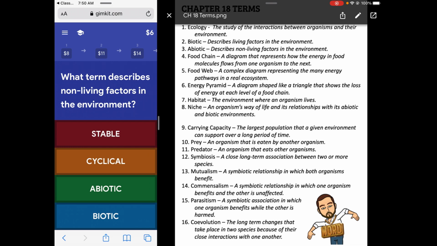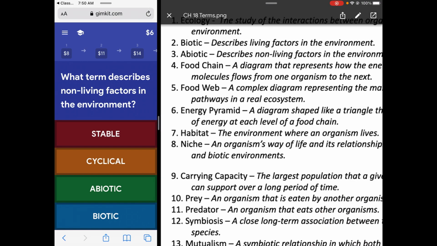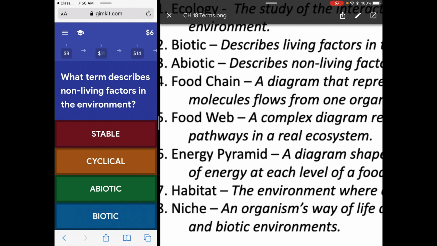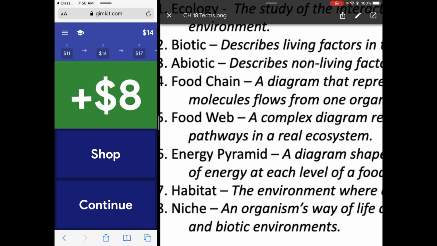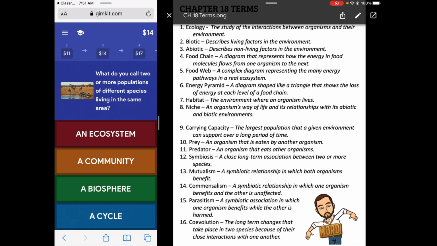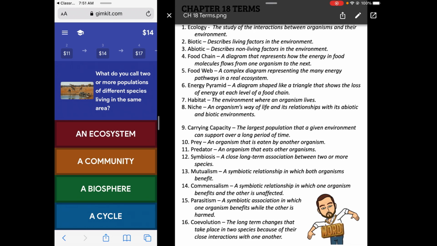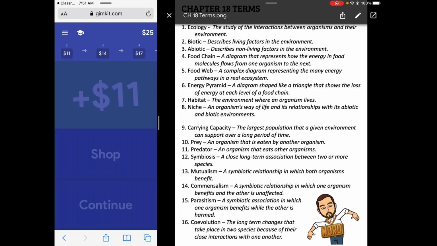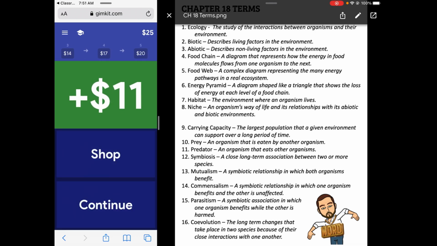What term describes non-living factors in the environment? Ooh, tricky. Ooh, yeah, we talked about it. Non-living was abiotic. See, I got $8 there. Every time I get one right with my streak, I get $3 more. What do you call 2 or more populations of different species living in the same area at the same time? Now, this isn't on here. We took notes. This is in the book notes, but that's a community. And the picture might help you there.